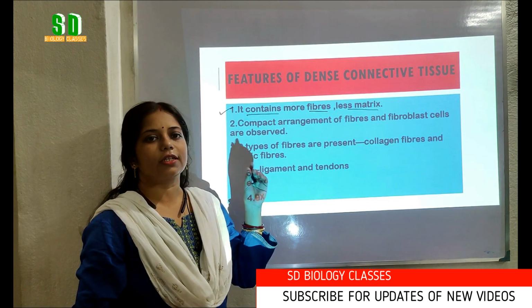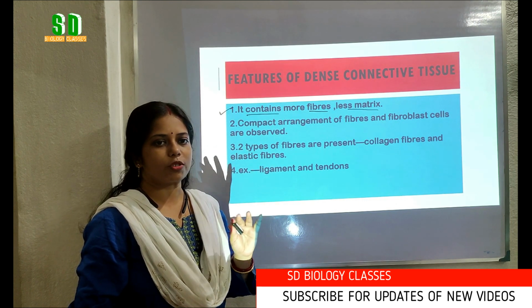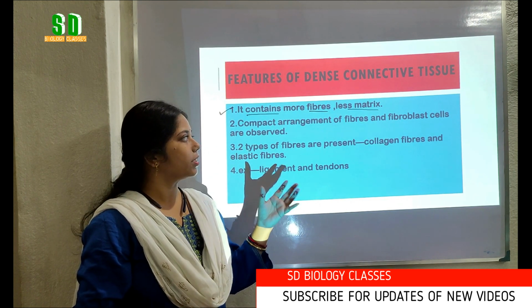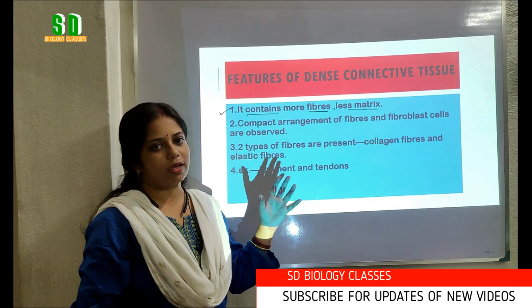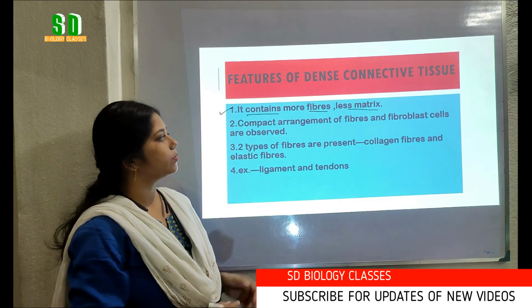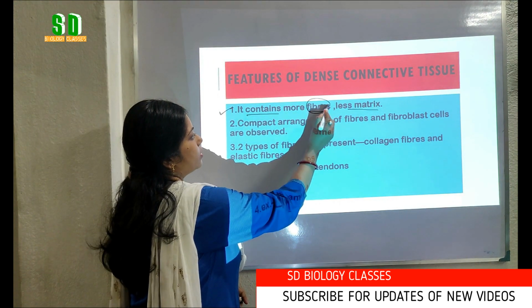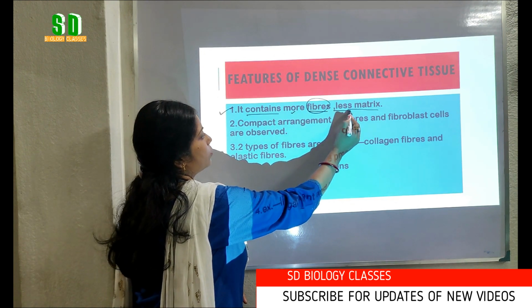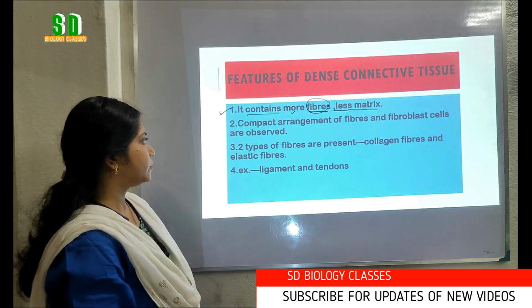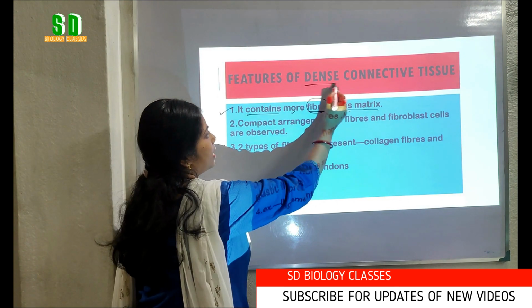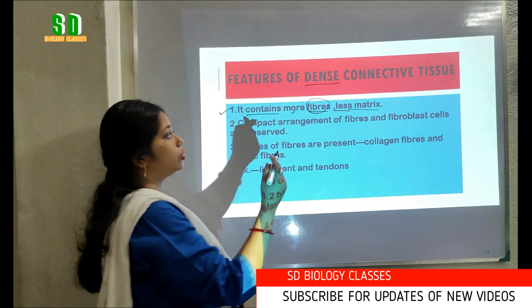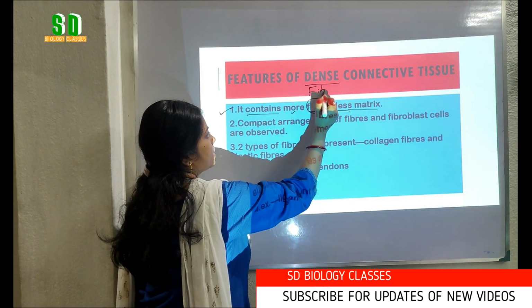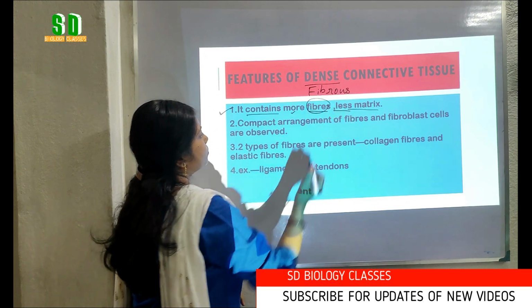Already we have learned that the connective tissues are made up of three substances: the cells of the connective tissue, the fibers and the matrix. So in case of the dense connective tissue, the amount of fibers is more and the amount of matrix is less. That's why it is called the dense connective tissue, and also it is called the fibrous connective tissue.